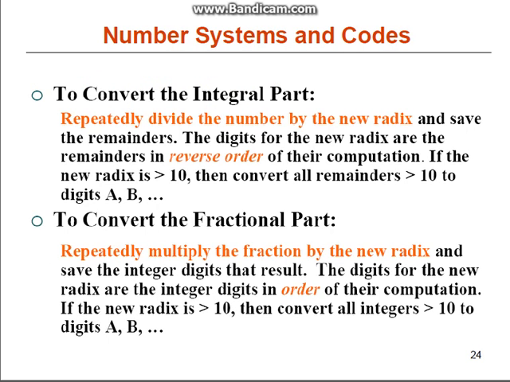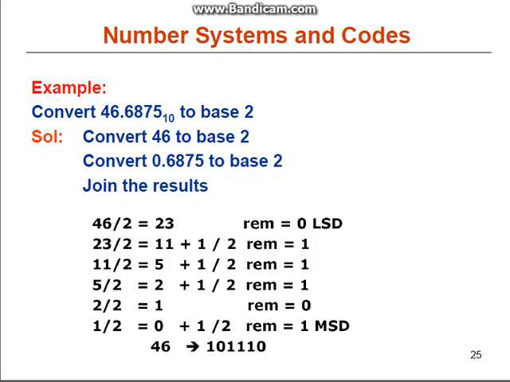Okay, convert the integral part by dividing, and then convert the fraction. I showed this in our last class as well. Remember for 46, we do the normal dividing. You divide by 2 because you want to change it to base 2. You divide and so on, and then you read it from bottom up, and that's how you get 1 0 1 1 1 0. So for 46, this is what you get.